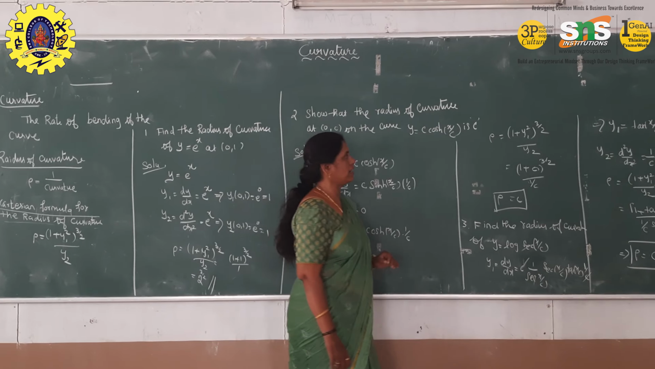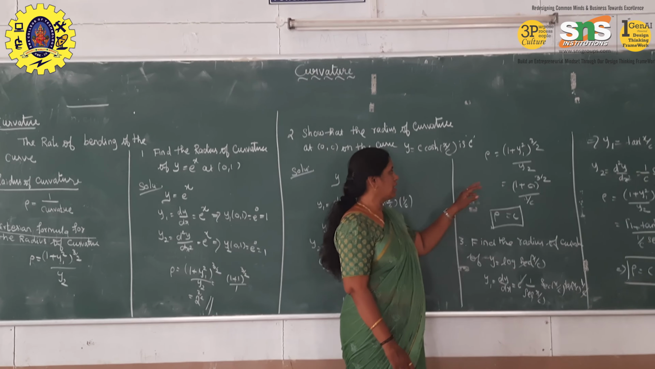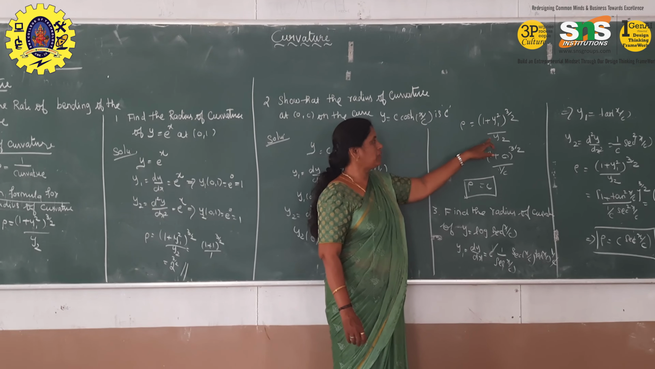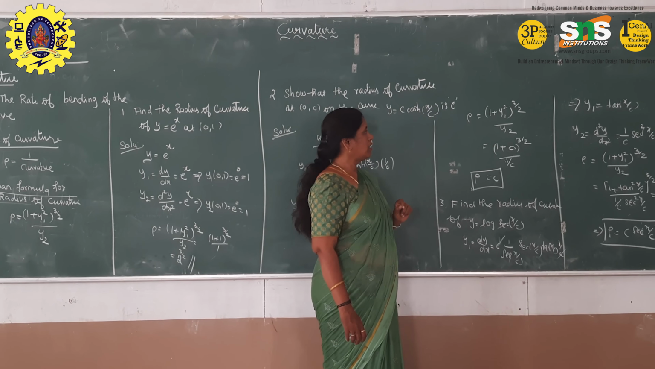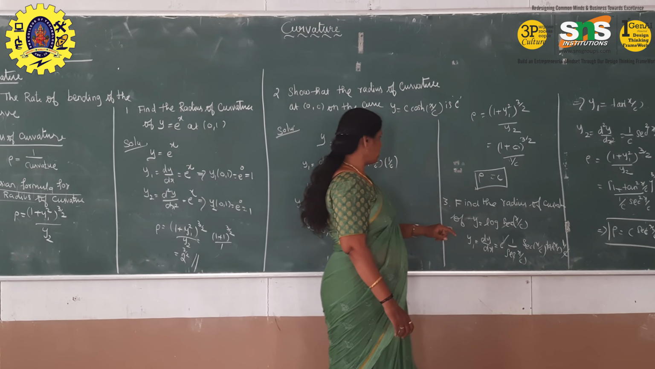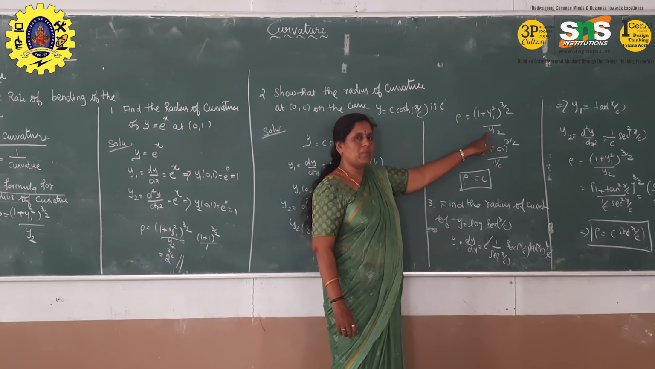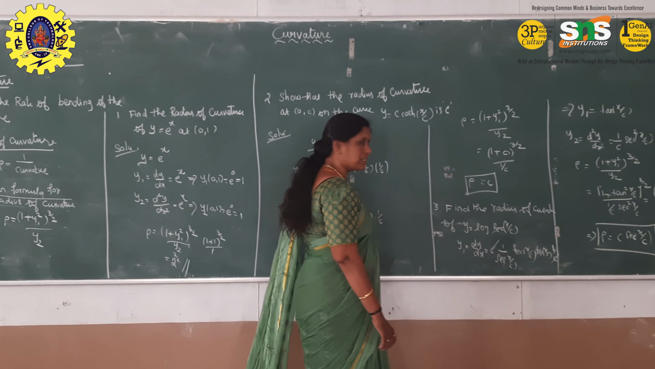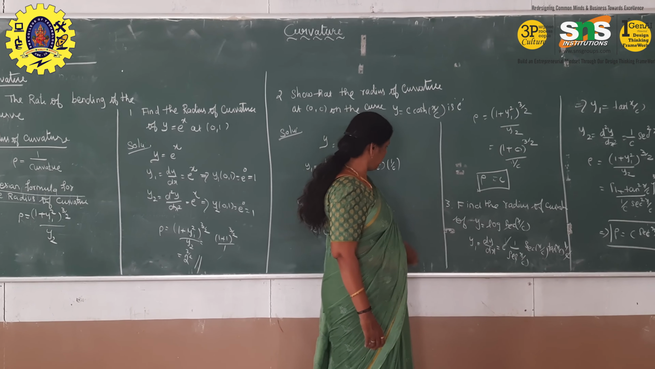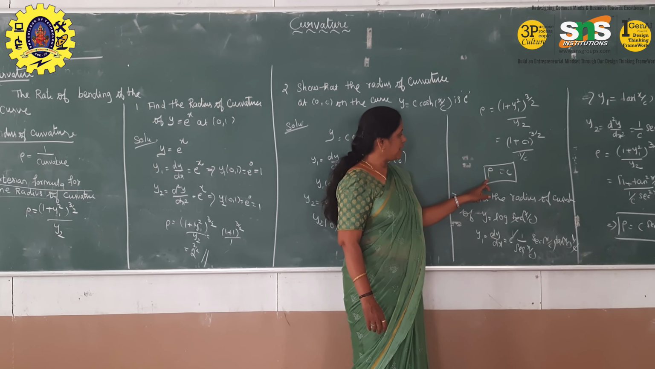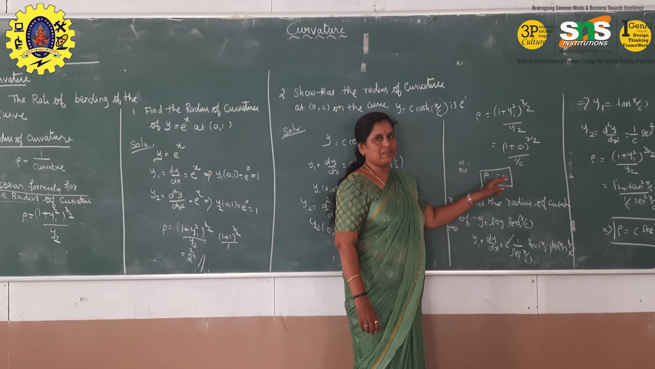Now we are going to find its radius of curvature, that is equal to (1 plus y1 square) the whole power 3 by 2 divided by y2. Here the y1 value is equal to 0. Substituting 0, 1 power 3 by 2 divided by the y2 value, which is 1 by c here. Substituting this y2 value, we get by simplification that the radius of curvature is equal to c.